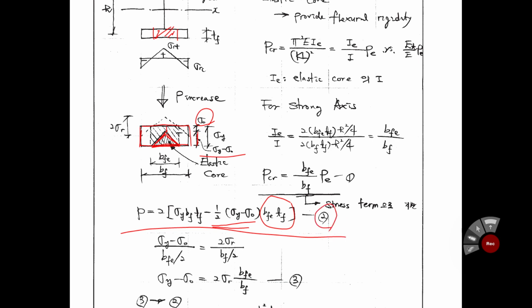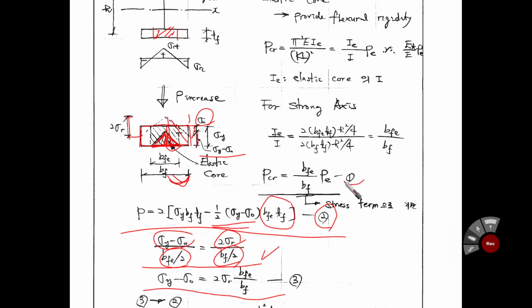And then from this geometry, we can establish this equation. Sigma y, sigma 0, sigma y, sigma 0. This height, right? Then this one, okay? BFE over 2. Proportional relationship. And then we calculate here. This is sigma y, sigma r. This height is 2 sigma r. That the proportional distance is this one. So BF over 2. Proportional relationship. So from this equation, you can write down this equation.